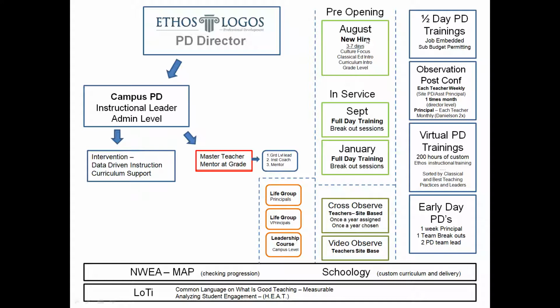We do the new hire training, anywhere from 3, 7, 14 days, depending on what that looks like. We do those breakout days, September and January, so full day. We do cross observes and video conference. We've tried that, which works really well. Then as the budgets get up there, we bring in substitute teachers and we do job embedded professional development.